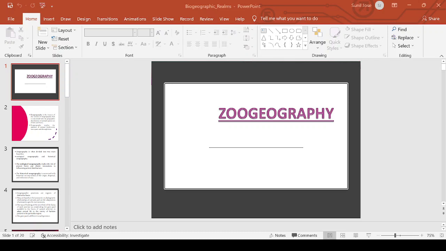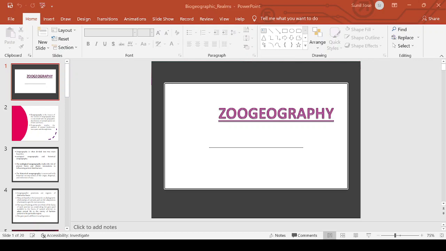Now here we can find the contribution of some of the major scientists. One is P.L. Sclater. The idea of zoogeography was originally contributed by P.L. Sclater. You can find a picture of him. He studied the geographical distribution of birds in his paper, written in Greek or maybe Latin. The title simply means the geographical distribution of birds. That is the English translation.